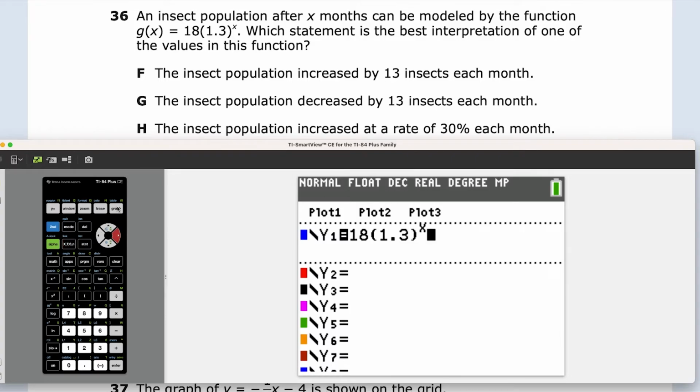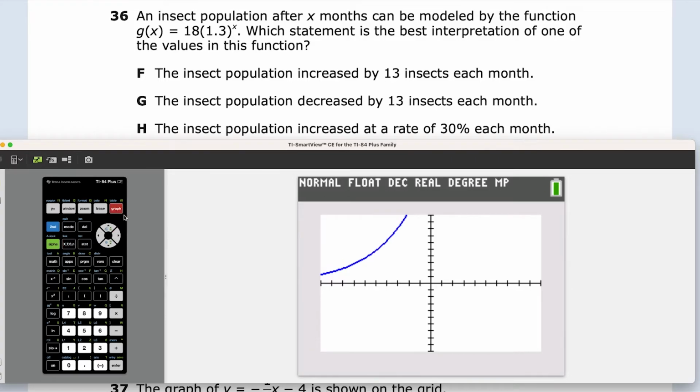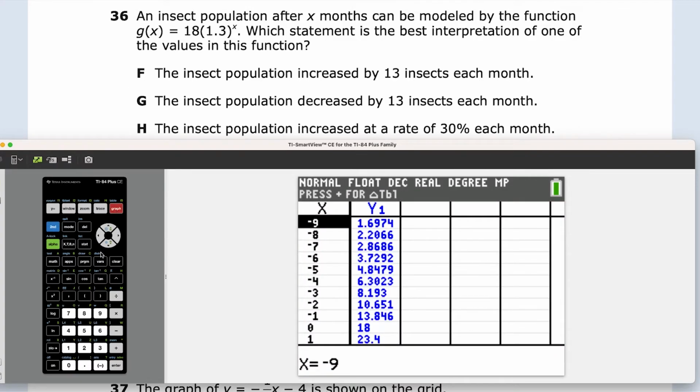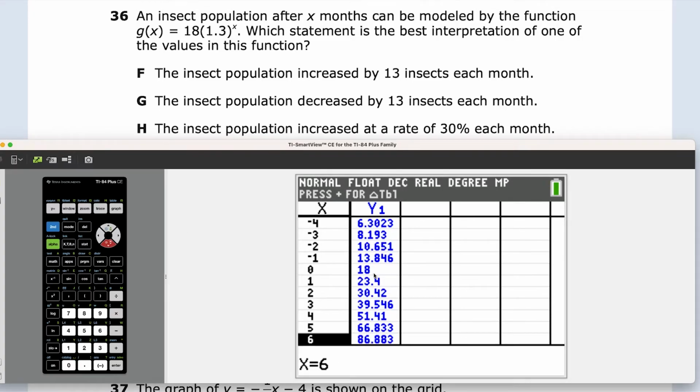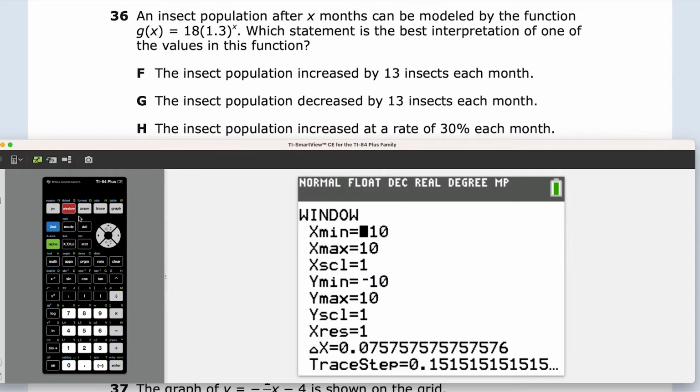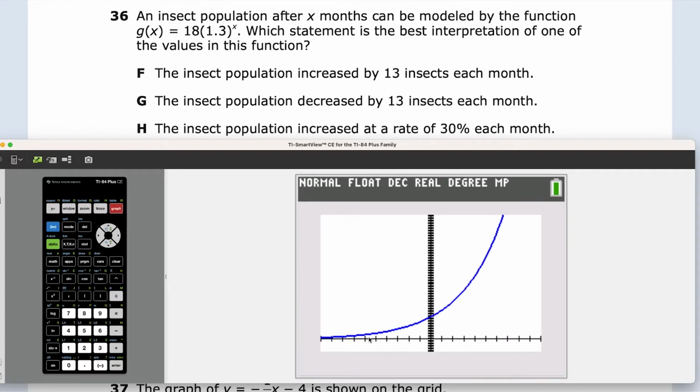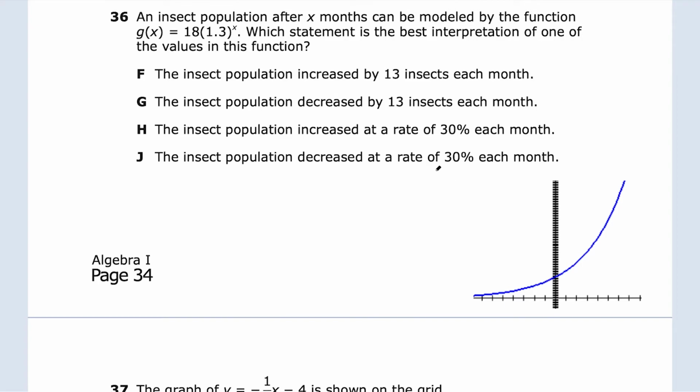And now when we press graph, notice we don't really see a whole lot, and that's because this thing is starting at 18. So if I look at the table, I press second graph. Notice when I scroll back to 0 here, we're starting at 18, and this is going way, way, way up. So I'm going to press window, and I'm going to make my y maximum 100, just so we have plenty of space above to see this exponential curve really take off. So now this information here will help us answer this question.